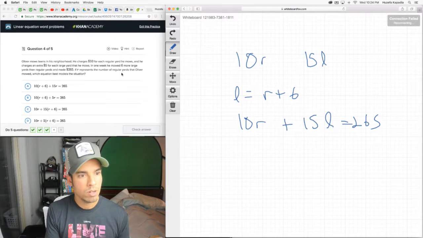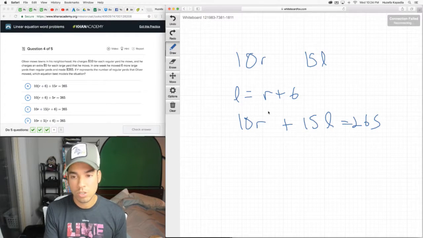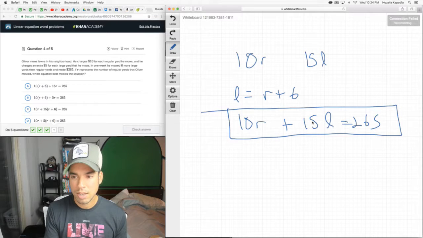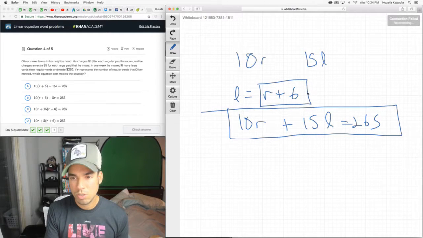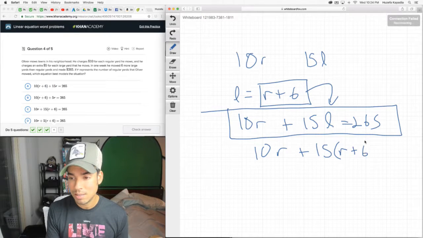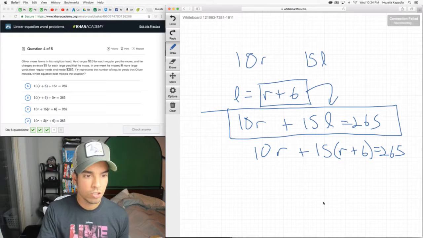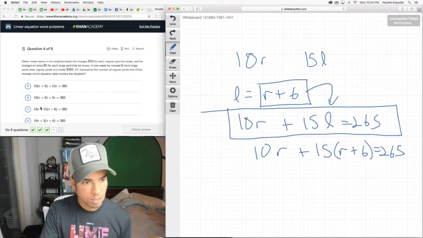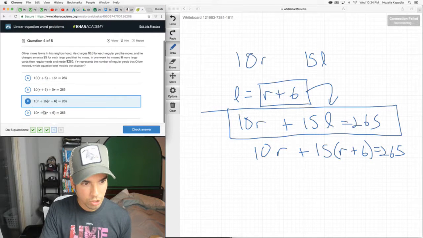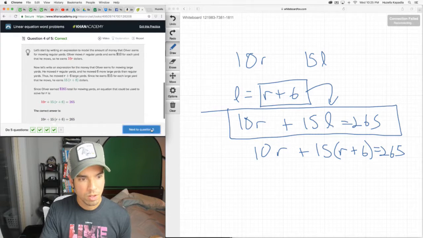If R represents the number of regular yards that Oliver mowed, what equation best models the situation? And these are equations with just R. Now, look, we have a great equation here, but it's got an L in it. So what do we need to do? We need to do a little substitution and get rid of that L. So this ends up becoming 10R plus 15 times, replace L with R plus 6 equals 265. And you don't even need to solve, which is nice. They just want you to get the equation. And it looks like C is our answer. Let me make sure. 15. Yeah. The difference between C and D is they got 5 here instead of 15, so this should be good. And we're good. All right, last one.